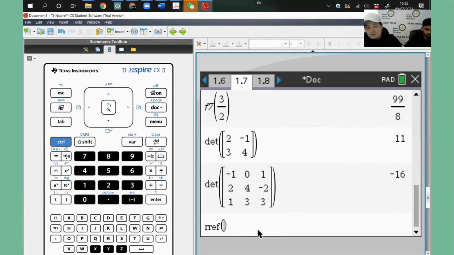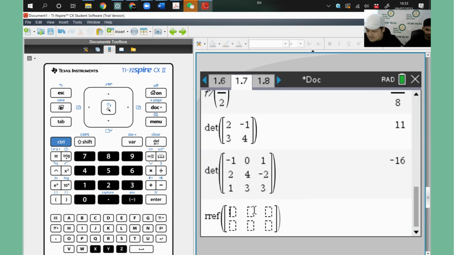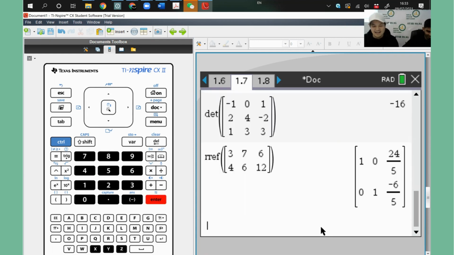But what I want is a matrix. So what order do I want? What by what? Good, 2 by 3. So go this 2 by 3, tab, 3, tab, 7, tab, 6, tab, 4, tab, 6. Right, enter, ta-da. I got the answer.